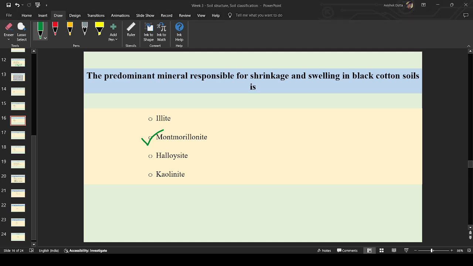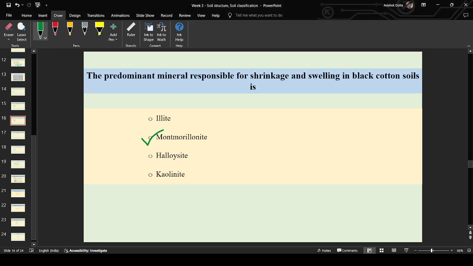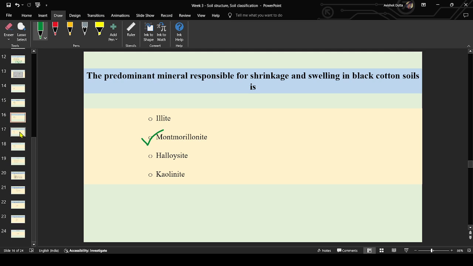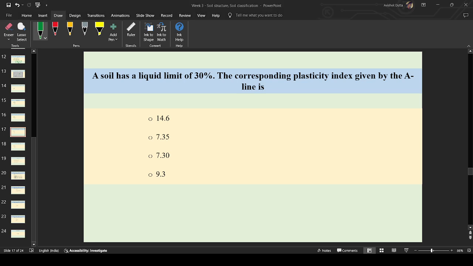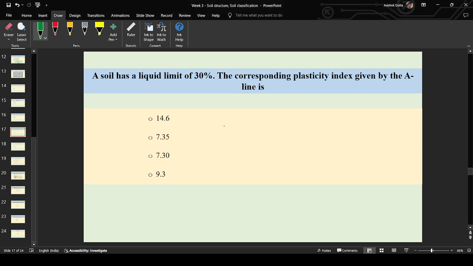Okay. Next question. A soil has liquid limit 30 percent. The corresponding plasticity index given by the A line is. What is the answer? You have solved this, I know. Yes, 7.3. What is the equation of the A line?